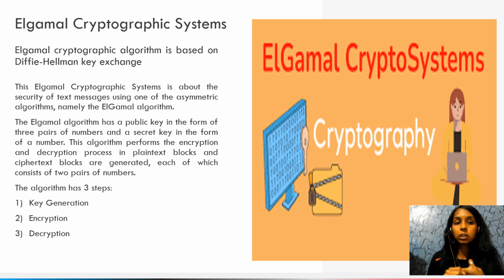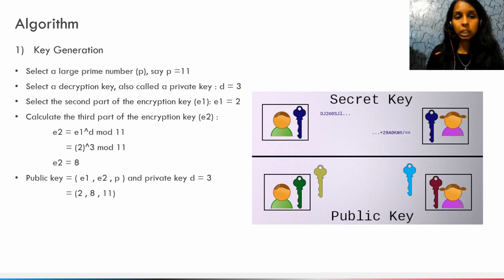Let us consider a real example where we have two users, Alice and Bob, who exchange messages. When they exchange messages through the ElGamal algorithm, these three steps are followed. We'll see the algorithm in detail. The first step is key generation. As we know, in a Diffie-Hellman key exchange, both users, Alice as well as Bob, will have their own public key as well as a private key. For generating that public key and private key, we have some steps.